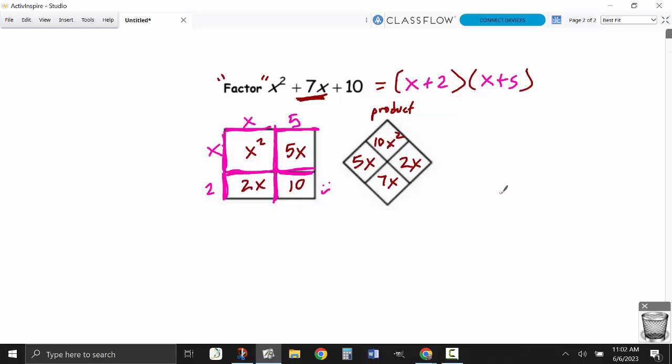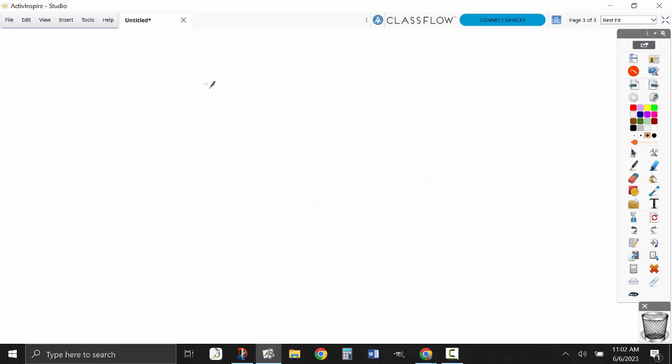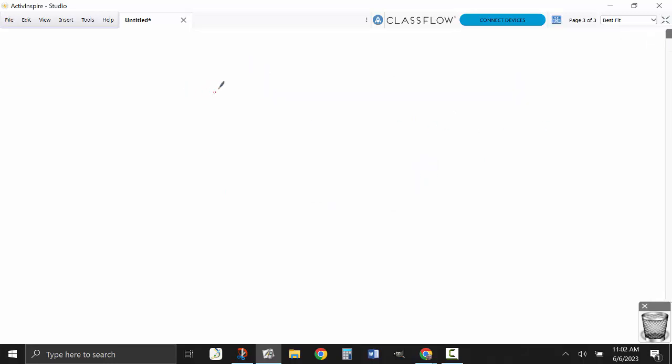Not too hard a problem. This is called factoring. Now, let's do one more example. Let's say I wanted you to factor x squared minus 6x minus 16.